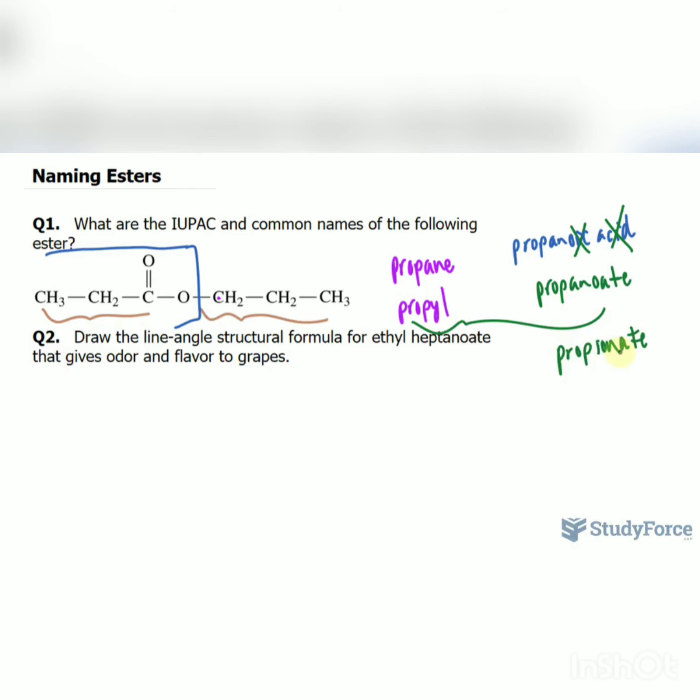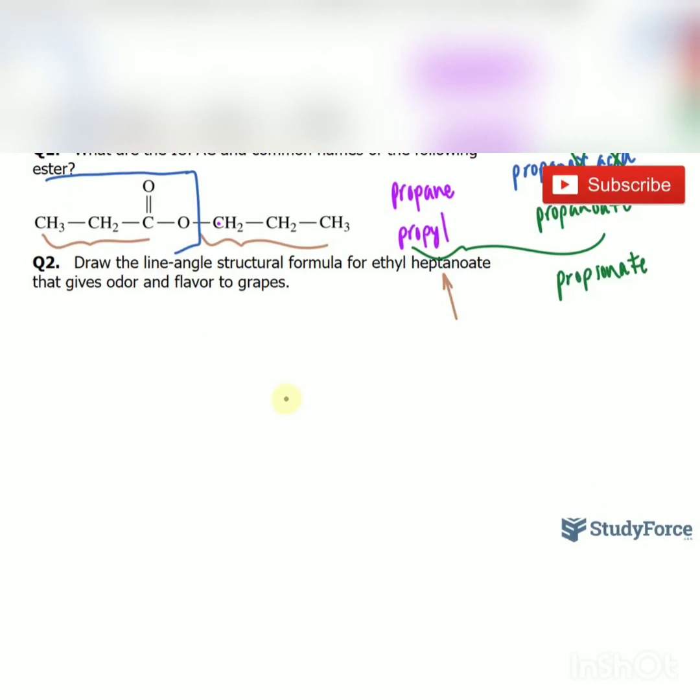In question 2, draw the line angle structural formula for ethyl heptanoate that gives odor and flavor to grapes. Let's begin by drawing out heptanoate. That's an 8 carbon chain. So we have 1 carbon, 2, 3, 4, 5, 6, 7, 8. Normally, if this was a carboxylic acid, we would have a double bond here and a single bond to OH. That's what heptanoic acid would look like.